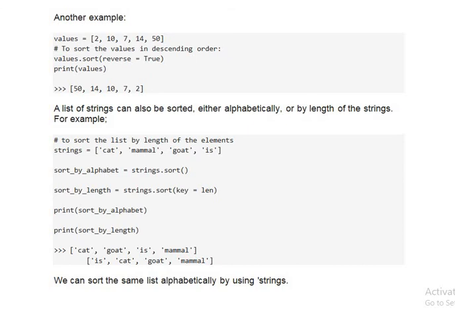So we can sort the list based on alphabetical order or by the length of the string. Look at the example, strings cat, mammal, goat, and strings dot sort, and strings dot sort within brackets key is equal to len. So observe the difference here. Look at the output clearly.